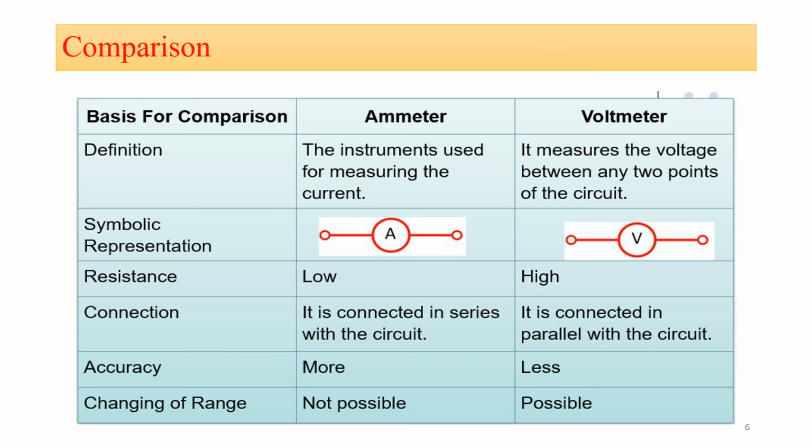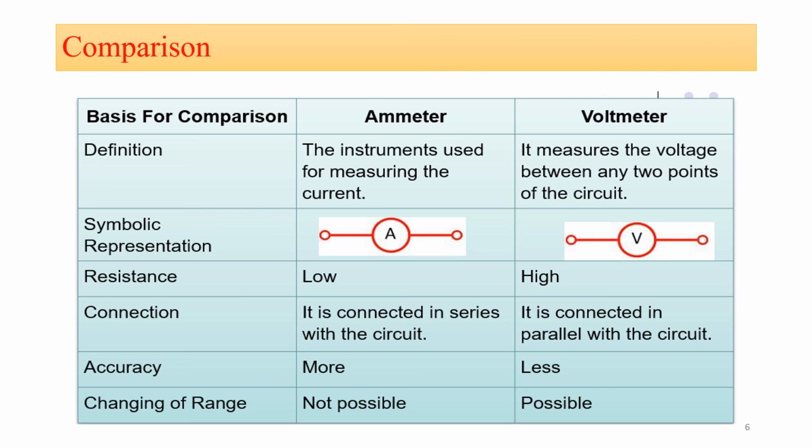Now the connection, how to connect your device to the ammeter or voltmeter, that is important. In the case of an ammeter, it should be connected in series with the circuit, meaning to measure the current, your ammeter should be connected in series, while in the case of a voltmeter, it should be connected in parallel to the circuit, or across the circuit. That is the main difference between the analog ammeter and analog voltmeter. Then the accuracy for an ammeter is more as compared to a voltmeter, which means the accuracy for a voltmeter is less.